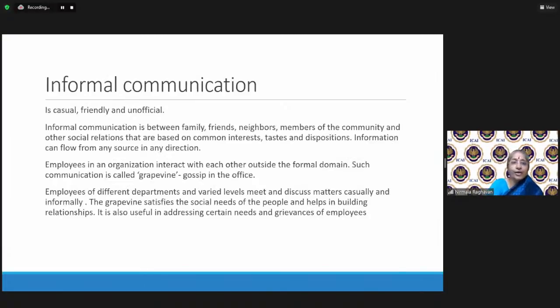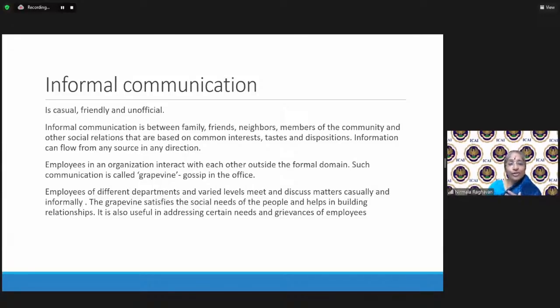Done? Okay. Now look at this. Informal communication. Informal communication means it's casual, friendly, and unofficial is what we always say. Informal communication can happen within the office space too. Where can it happen? In tea time, break time, during lunch breaks, before the conferences or seminars or meetings, after the conferences or seminars or meetings. That's the time when employees catch up to talk informally.